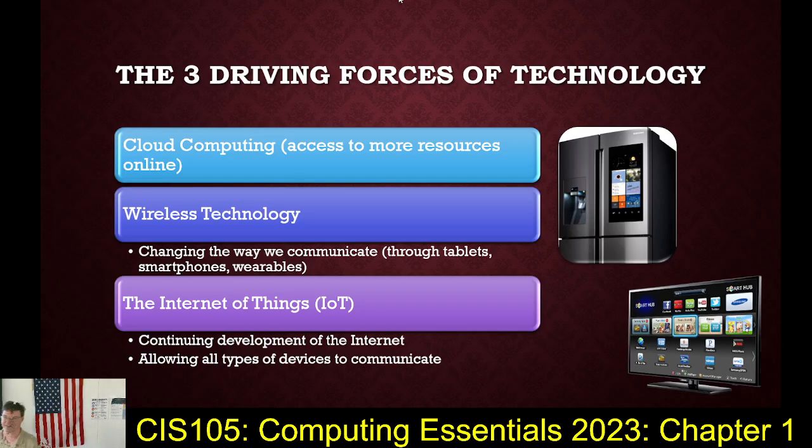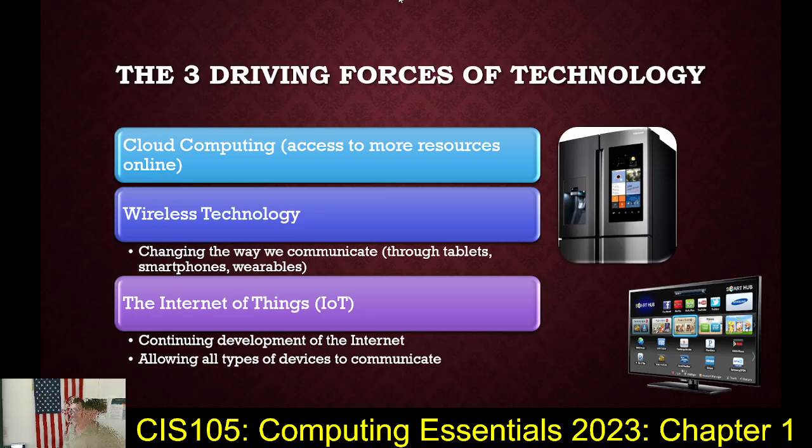Your book talks about the three driving forces of technology. Cloud computing has been around now for quite a while. It's still a driving force because a lot of us save, especially those of us that have tablets and accounts with Google or Amazon, all that stuff is saved to the cloud, all of it. Some of us really are my iCloud people, saving stuff out there. It's there.